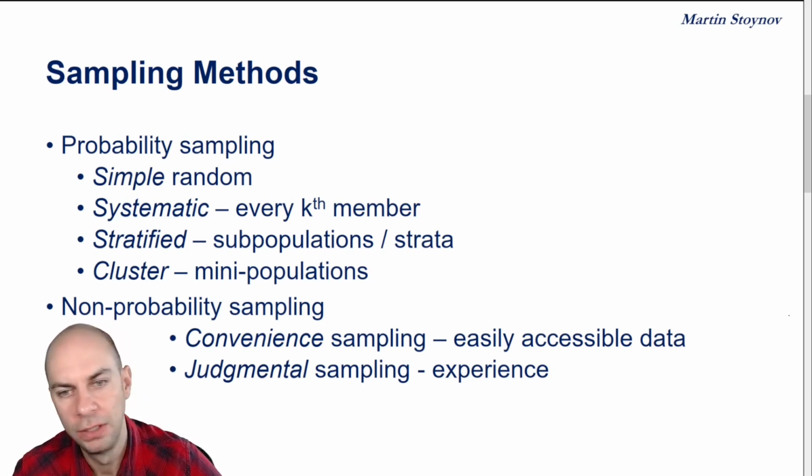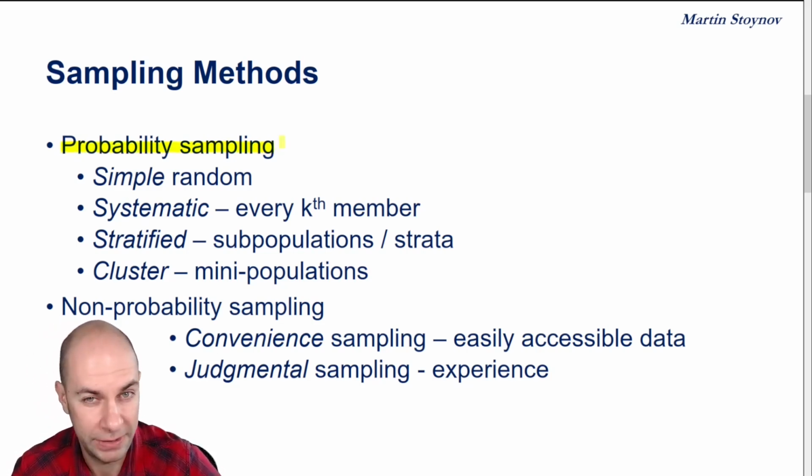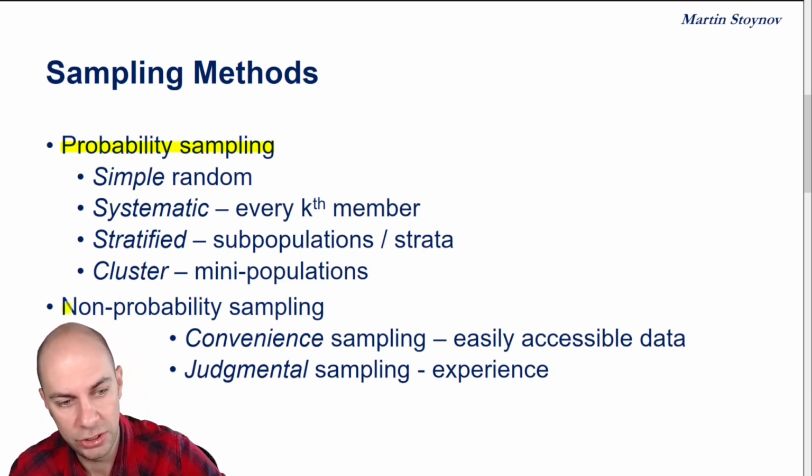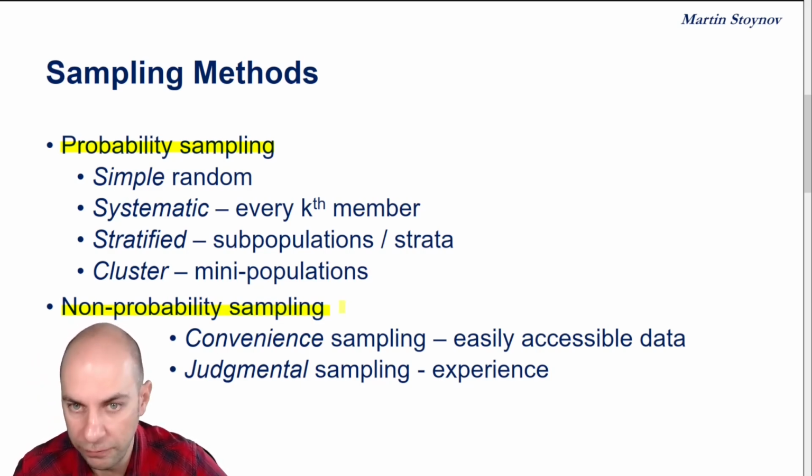There are a couple of sampling methods that you can use. You can use probability sampling, so that's pretty self-explanatory. You're going to rely on the laws of probability when you do that. And the other family of sampling methodologies is going to be that of non-probability sampling, which of course, again, does exactly what it says on the tin.